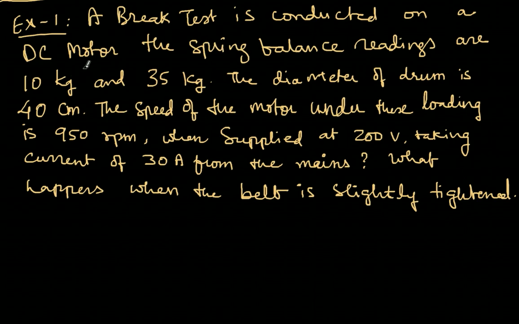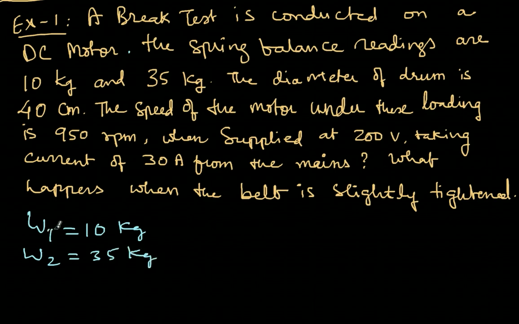A brake test is conducted on a DC motor. The spring balance readings are 10 kgs and 35 kgs. Because the brake test will have two spring balances, the difference is the total force that is acting on the DC motor. That will be in kgs, and you have to convert it into newtons. All the things we have just discussed above. The diameter of the drum is 40 centimeters. So let me write down the data. W1 is 10 kg, W2 is 35 kg.